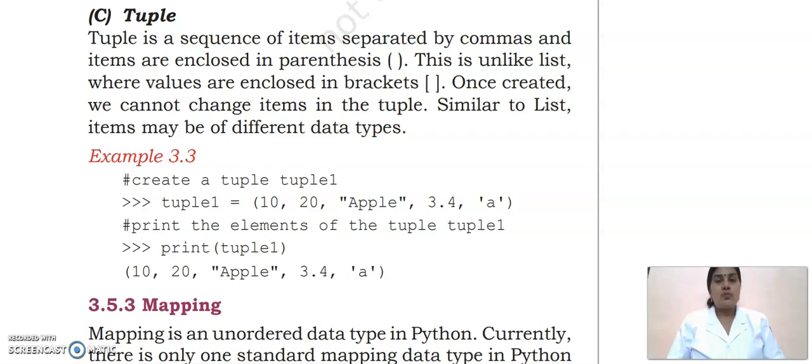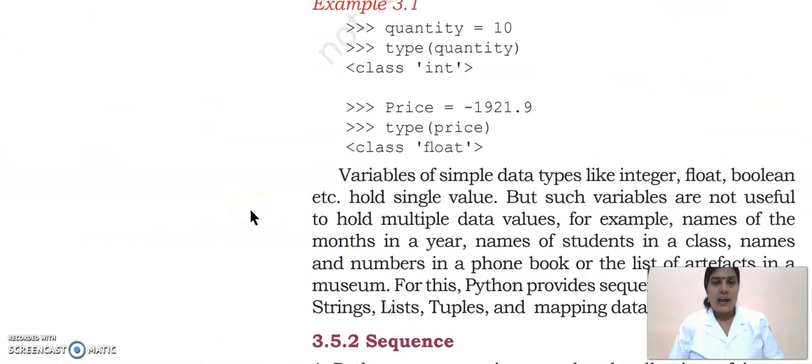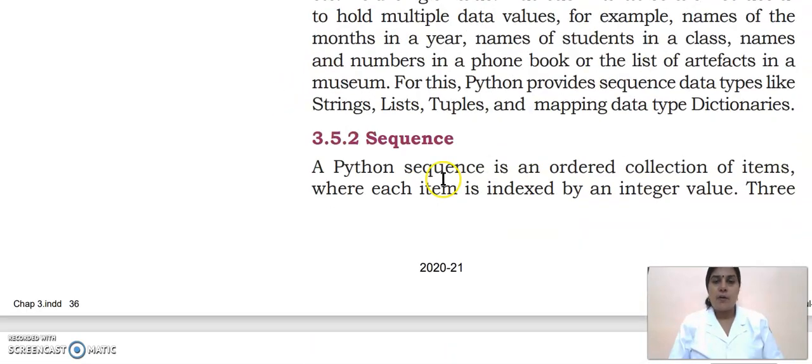In the previous class, we started data types. You all know what a data type is. A data type is used to represent data. For numbers, there are three data types: int, float, and complex. Int consists of whole numbers. Float consists of floating point numbers. And complex is in the form of a complex number, that is, a plus ij format.